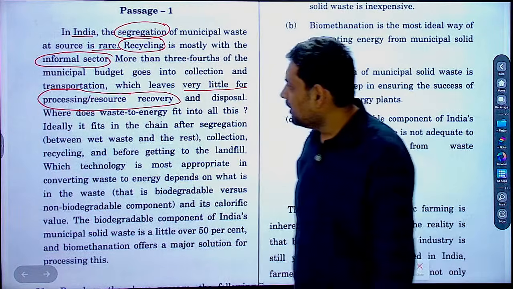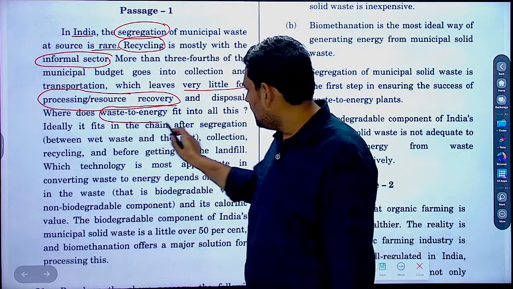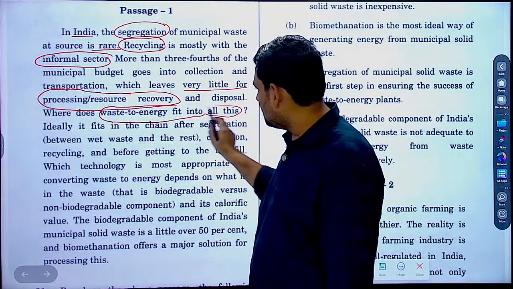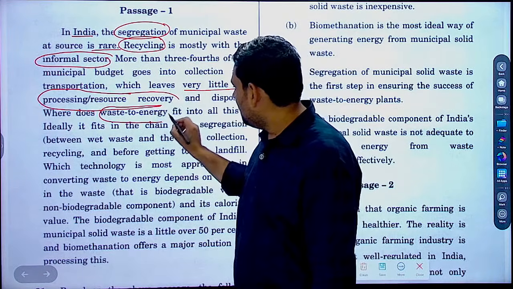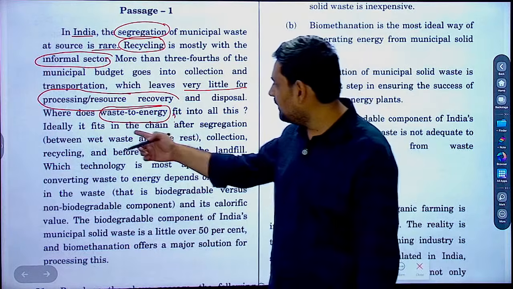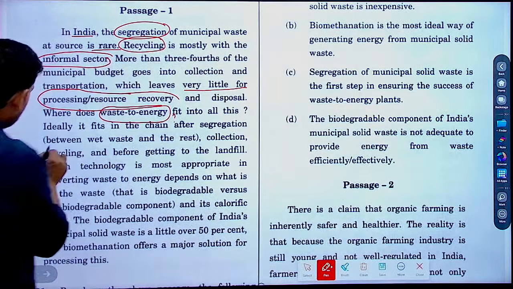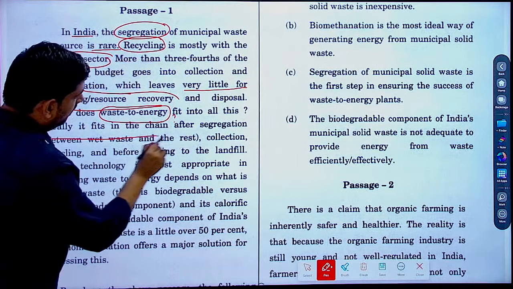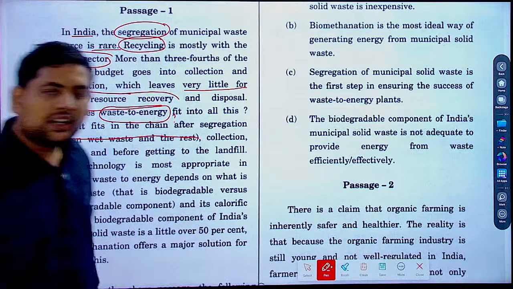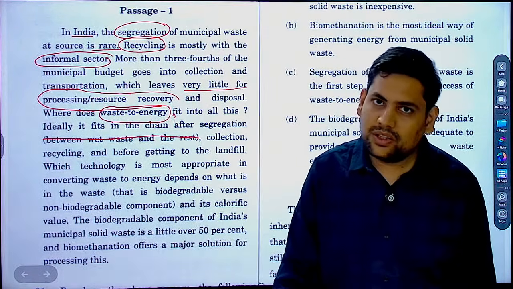Then where does waste to energy fit into all this? So the next term is waste to energy. Where will it fit? Ideally it fits in the chain after segregation. One thing more: whatever is written in the bracket, you only open the bracket when you don't understand it already. Otherwise you can ignore the bracket.